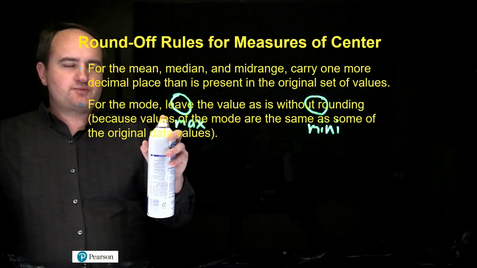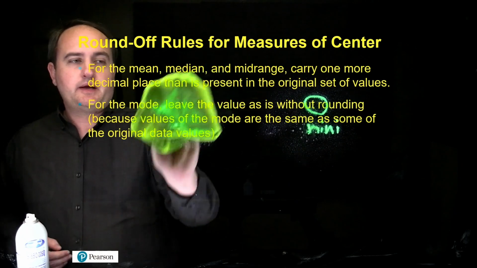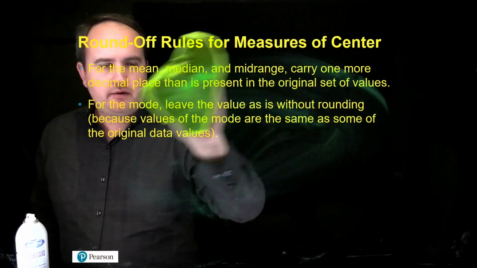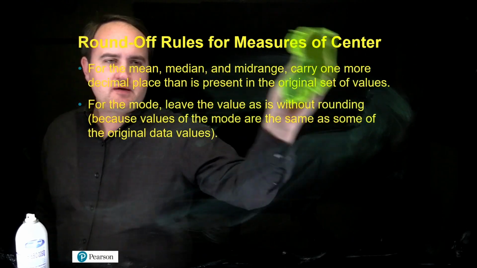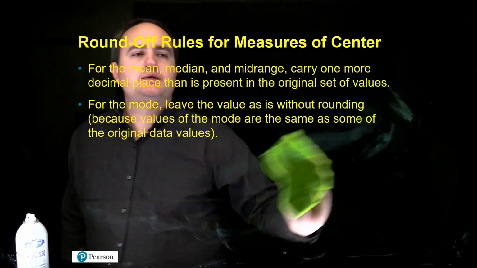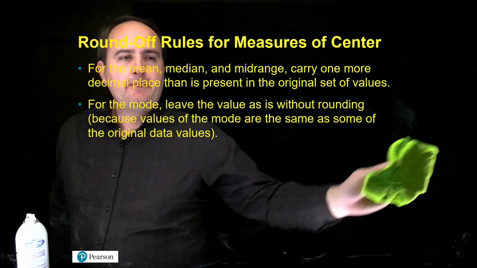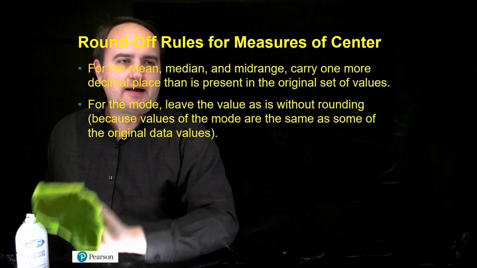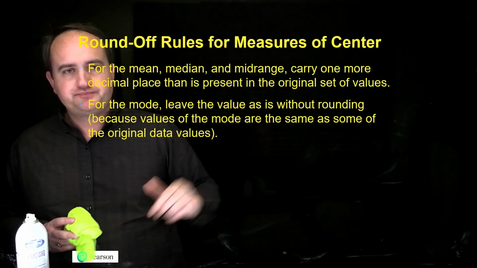Well, I guess just one more quick thing before I complete the video. I just wanted to point out on this slide, we already talked about the mean, the median, and the mid-range. For those, you want to carry one more decimal place than is present in the original set of values. Okay, so that's for the mean, the median, and the mid-range.